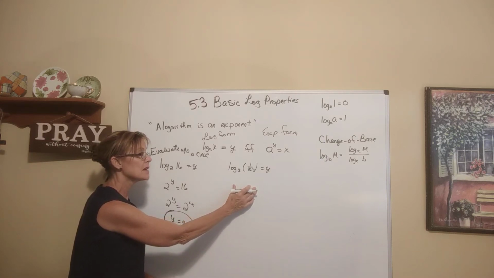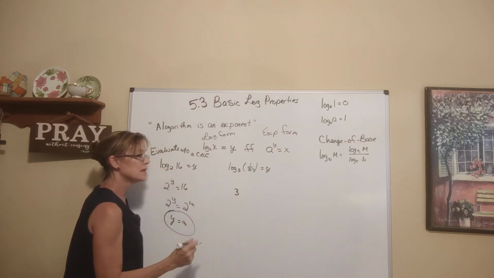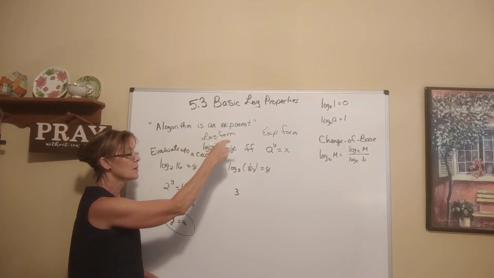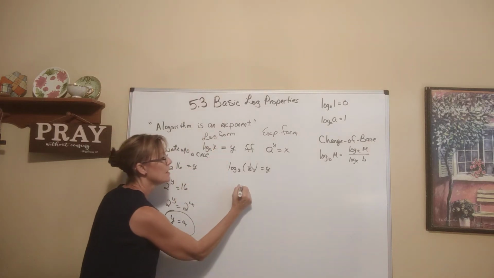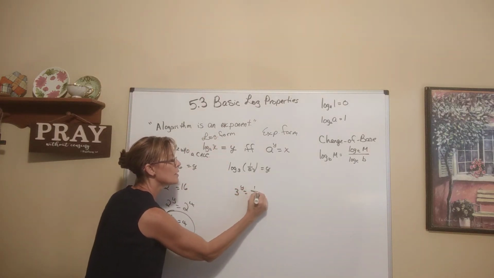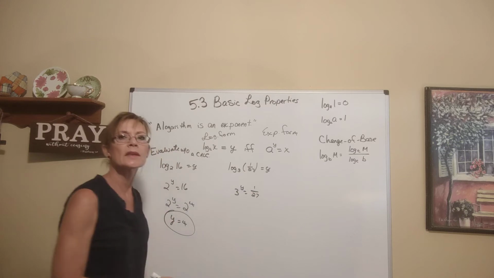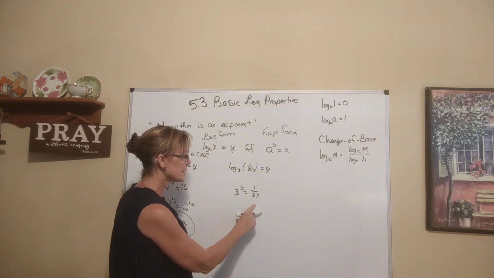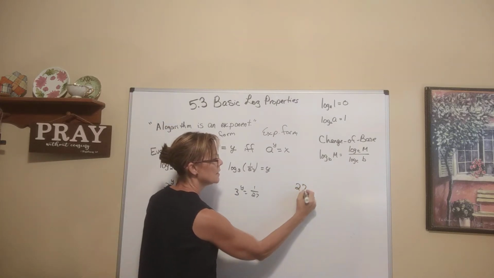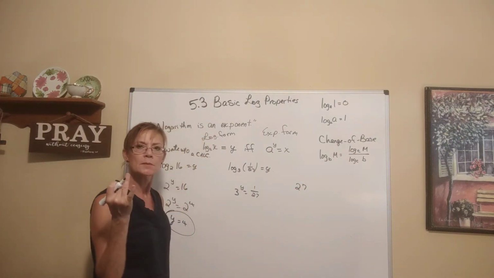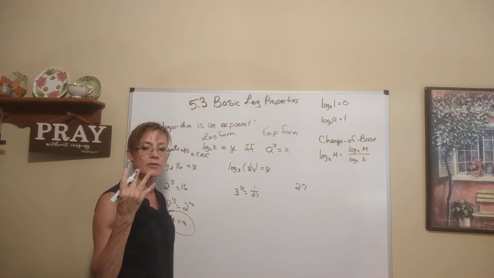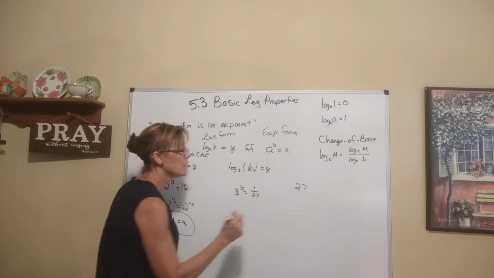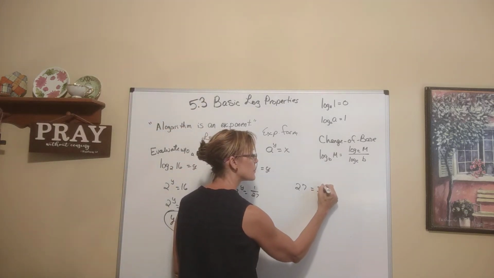What is the base? It is 3. What is the exponent? It's whatever the logarithm equals, because a logarithm is an exponent. 3 to the y is equal to 1 over 27. Now this one we have to think about a little bit. In 27 I can see some 3's. Let's just think about 27. 27 is 3 times 3 is 9, times another 3 would be 27. So 27 is equal to 3 to the 3rd power.